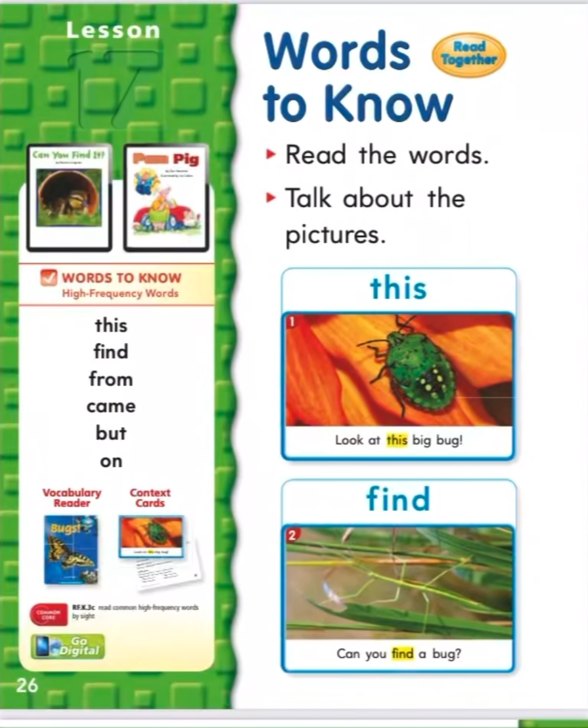Lesson 17. Words to know. Read the words. Talk about the pictures. This. Look at this big bug. Find. Can you find a bug?